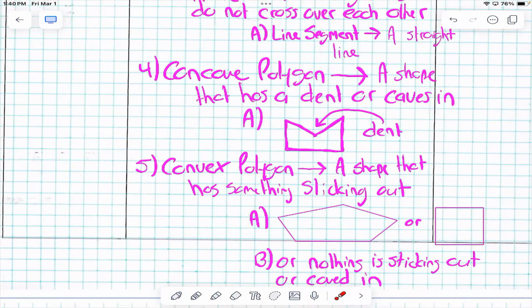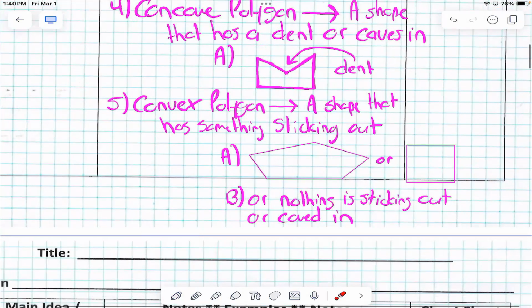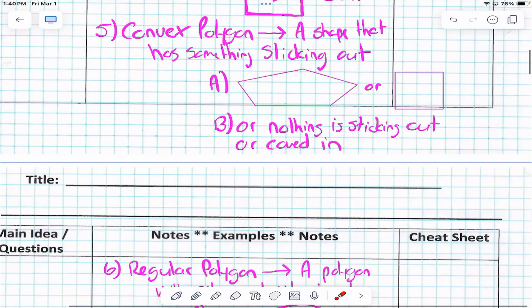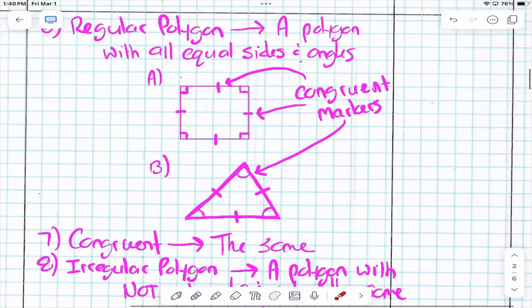So a polygon sometimes has a dent in it. If it has a dent in it, like right here, we call it what kind of polygon? Concave. If a polygon sticks out, like on this one, or if it's just a regular old polygon, we call it what kind of polygon? Convex. You are smart.